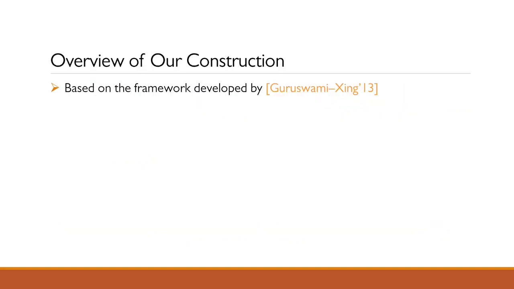Next, let me give an overview of our construction. It's based on the framework developed by Goswami and Shin using algebraic geometry codes. We choose the alphabet sigma to be a vector space F_q to the m, where q and m both depend only on epsilon. And our construction has two steps.